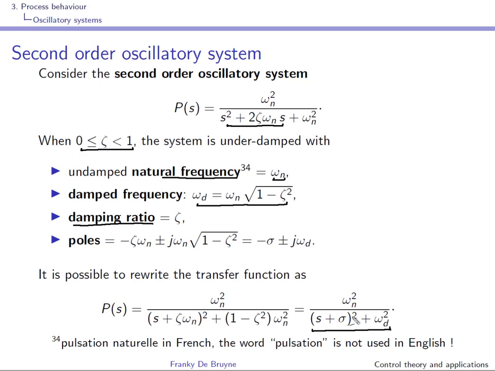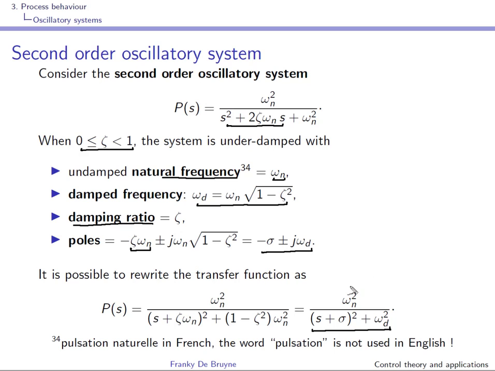Here we are using the translation, or the shifting in frequency, and in the inverse Laplace transform you'll have a term involving the exponential of minus sigma t. But what you can see here is that you have poles in minus sigma plus or minus j omega d. Sigma here is zeta omega n, and omega d is the damped frequency.